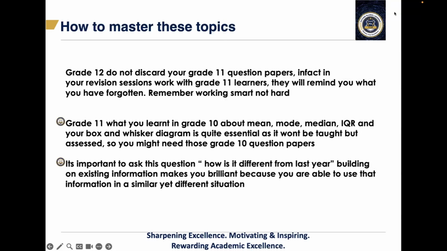How to master this topic? We have now seen the difference between the two questions. We have now seen the difference between the two classes. So now it's all about mastering.